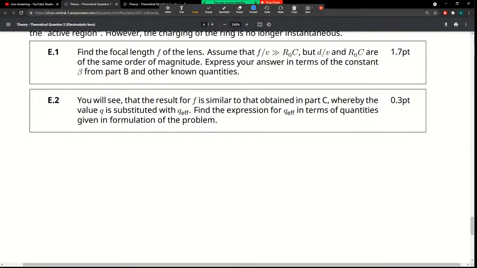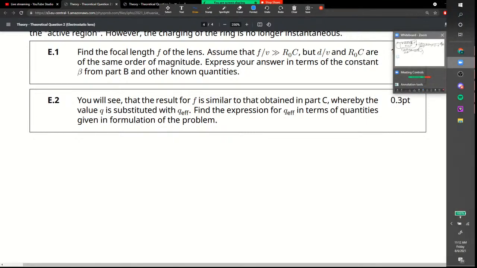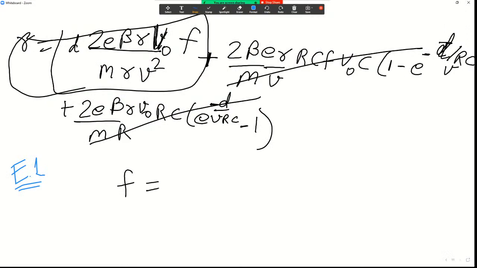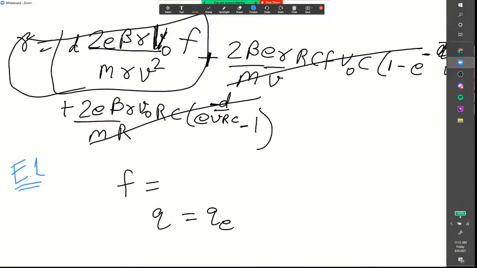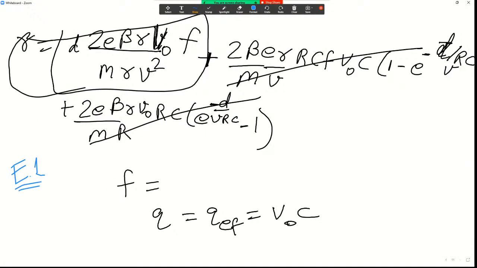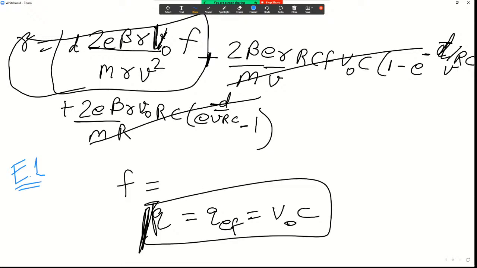So let's just compare the focal length. They have told that the same expression is obtained in part C, but the q is replaced by q effective. So here q effective is V naught into C, because that replaces the term that we got in the focal length one, if I remember correctly. Yeah, okay, that should make sense.